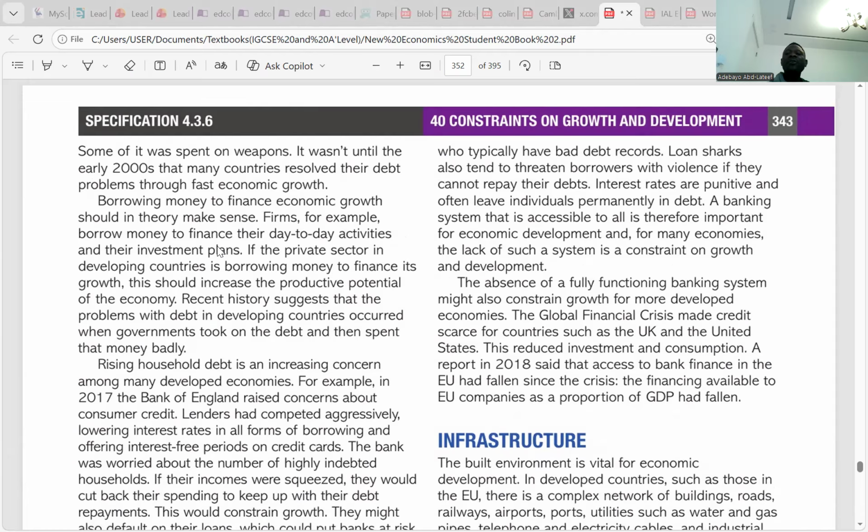The absence of a fully functioning banking system might also constrain growth for more developed economies. The global financial crisis made credit scarce for countries such as the UK and the United States. This reduced investment and consumption. A report in 2018 said that access to bank finance in the EU had fallen since the crisis. The financing available to EU companies as a proportion of GDP had also fallen.